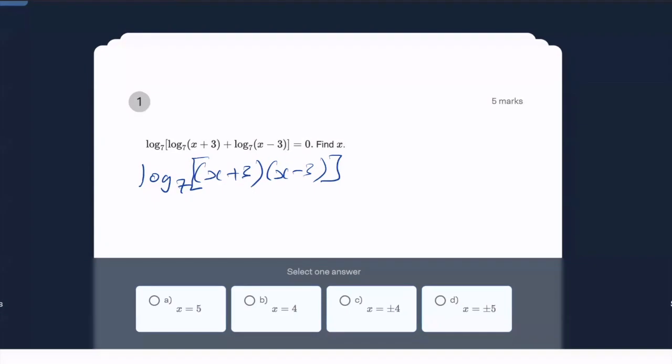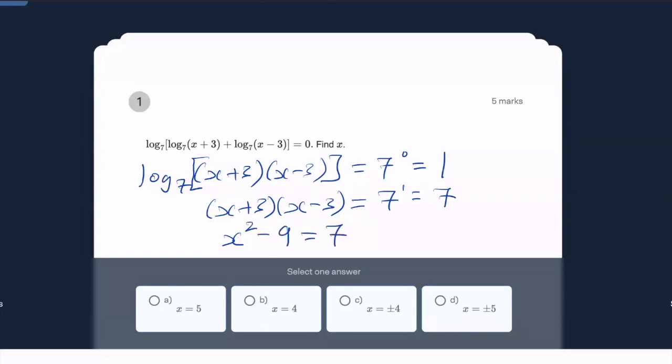7 to the power of 0 is 1, so that helps us quite a bit. I can continue further by removing the next log. So I have (x plus 3) times (x minus 3) is equal to 7 to the power 1, which is 7. Hope you guys understand that. We can simplify this now. (a plus b) times (a minus b) is a squared minus b squared. So therefore, x squared will be equal to 16, and x will be plus or minus 4. So I believe the correct answer is C.